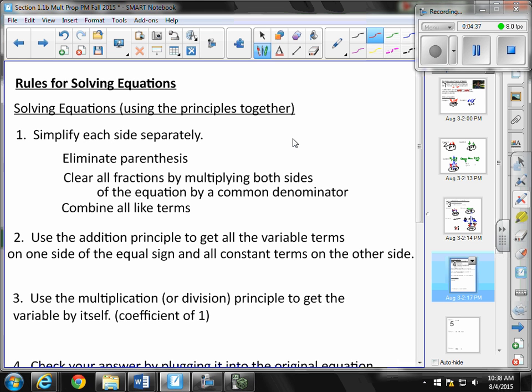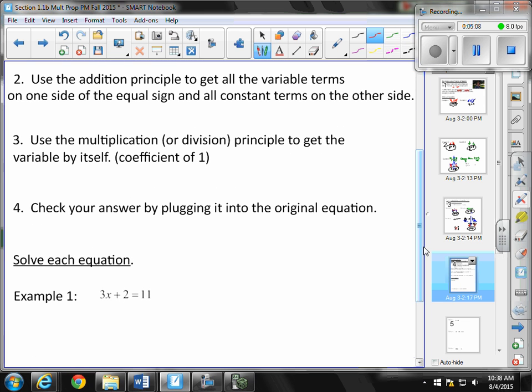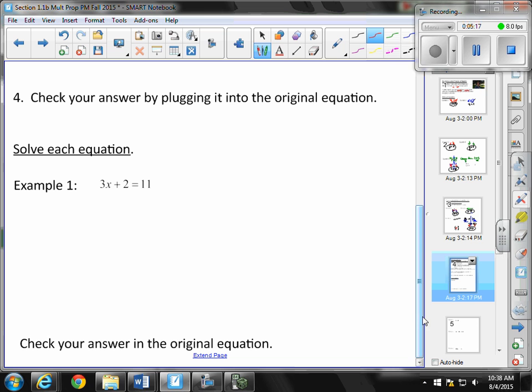So now we're going to put all of those properties or principles together to solve an equation. The first thing you want to do is simplify each side separately. If there are parentheses, distribute to eliminate the parentheses. Clear all fractions by multiplying both sides of the equation by a common denominator. And if you have like terms on the same side of the equation, combine those. Step 2, use the addition principle to get all the variable terms together on one side of the equal sign and constant terms or numbers on the other side. Use the multiplication principle to get the variable by itself, and check your answer by plugging it into the original equation.